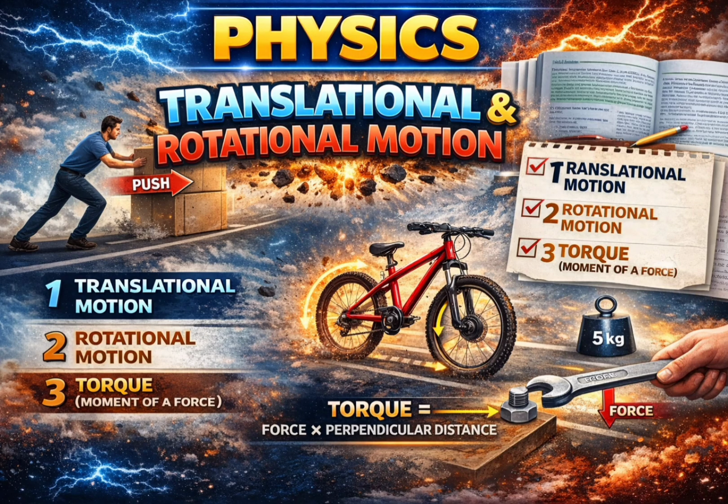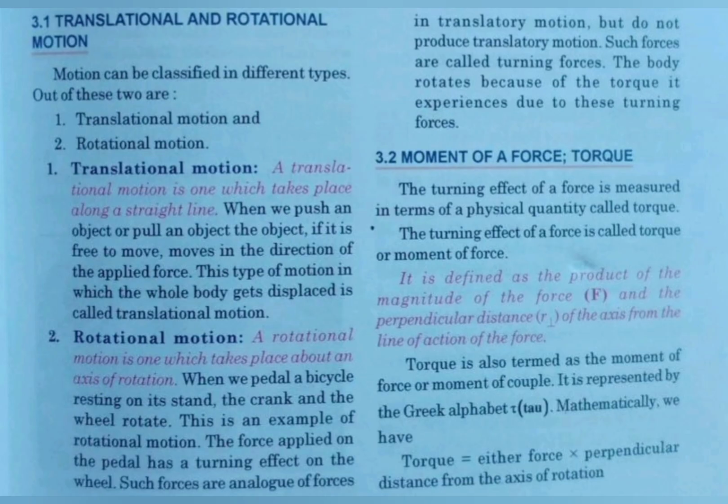3.1. Translational and rotational motion. Motion can be classified into different types. Out of these, two are: 1. Translational motion, 2. Rotational motion. 1. Translational motion. Definition: A translational motion is one which takes place along a straight line. When we push or pull an object, if it is free to move, it moves in the direction of the applied force. This type of motion in which the whole body gets displaced is called translational motion.